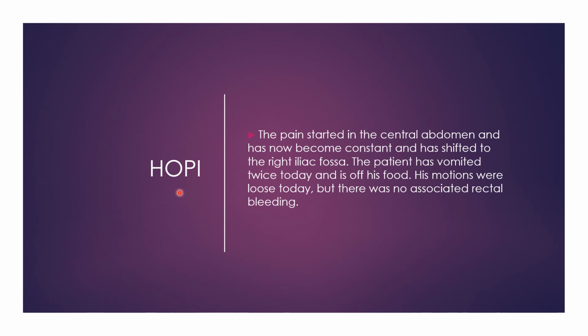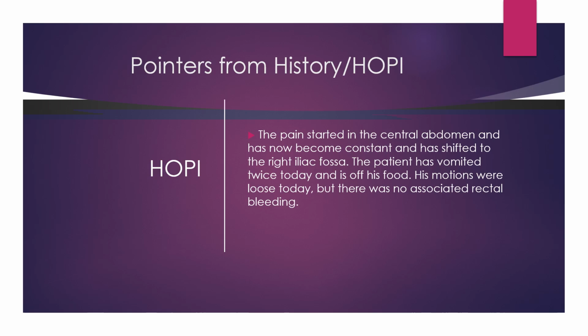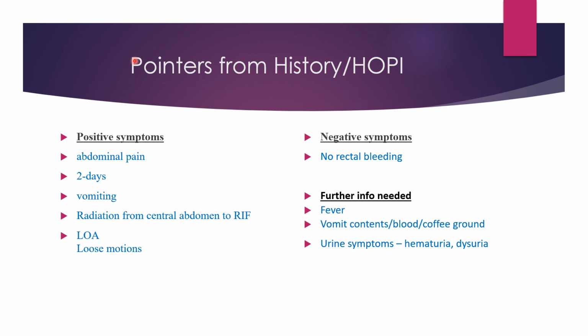In the history of present illness, we are given more information about the pain. The pain started in the center of the abdomen and radiated to the right iliac fossa. The patient vomited twice and is off his food. His motions were loose, but there was no associated rectal bleeding. What are the pointers that can be obtained from this history? We have the positive symptoms and the relevant negative symptoms.